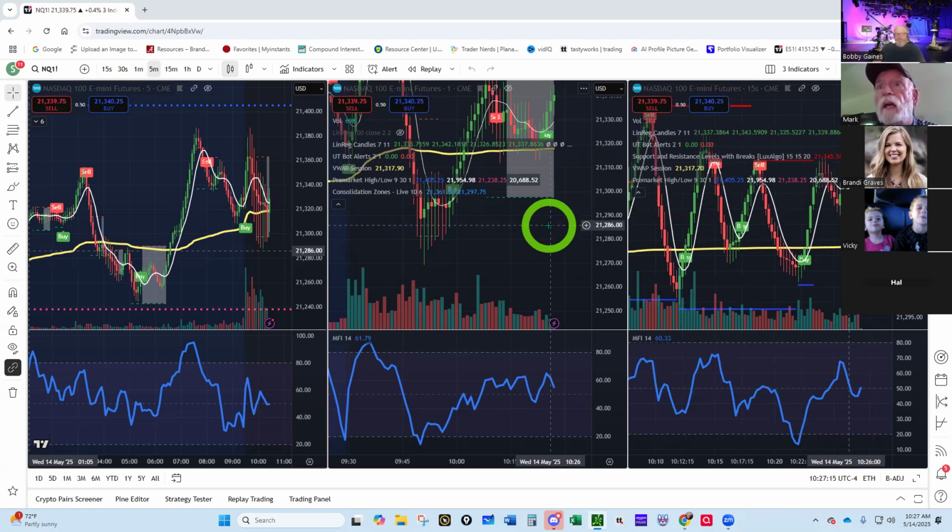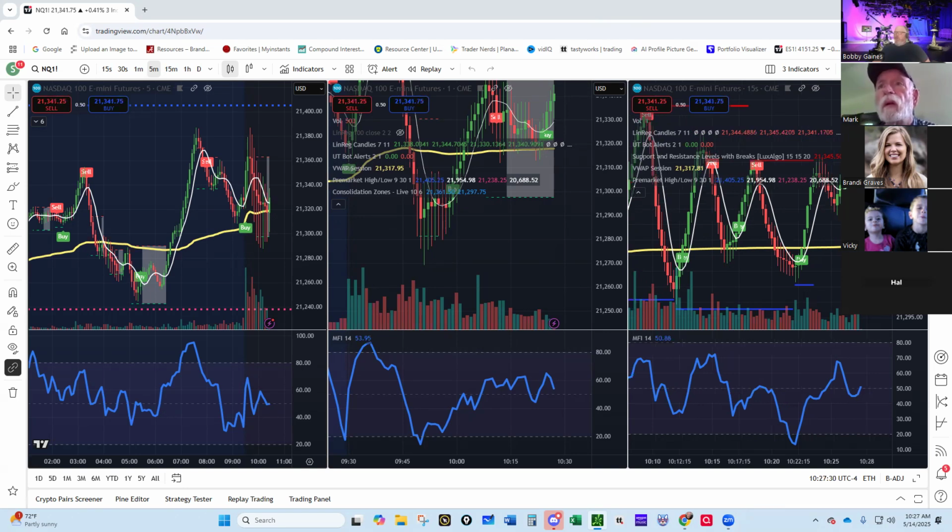So I think it looks like on your 15-second, we're way above the VWAP. Yes, and we are on NQ. That was ES that I was showing. Okay. Well, we're not above the VWAP on the TQ.